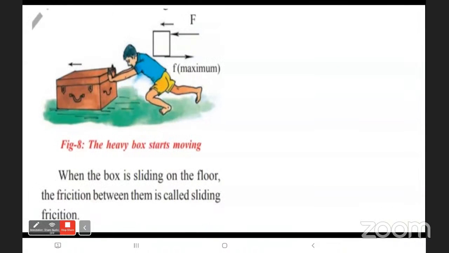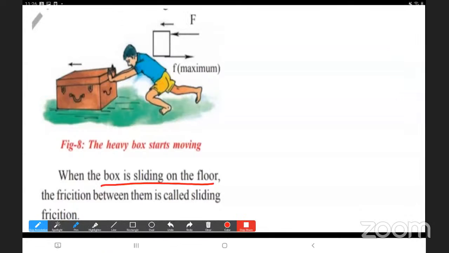Here, when the box is sliding on the floor, the friction between them is sliding friction. The friction between the bottom surface of the box and the surface of the floor is known as sliding friction. So we can say that when the box is sliding on the floor, the friction between them is called sliding friction.